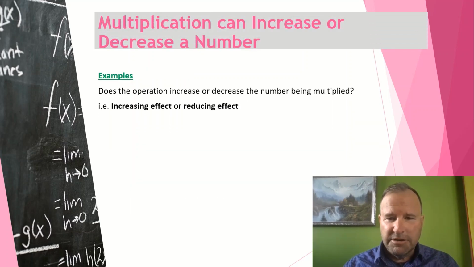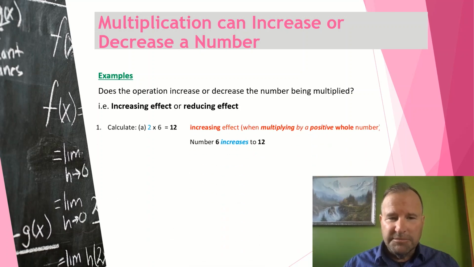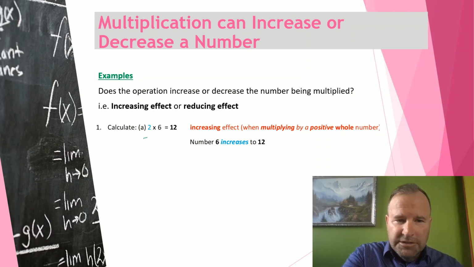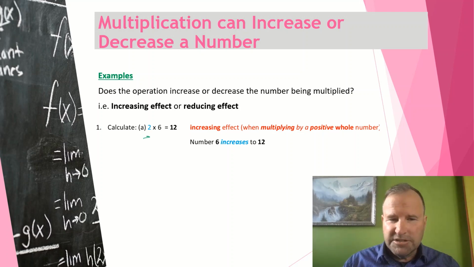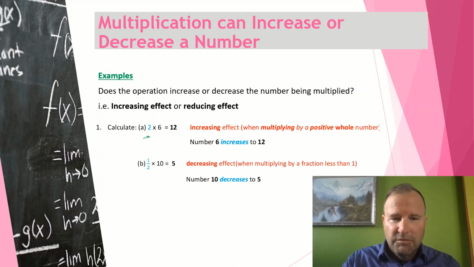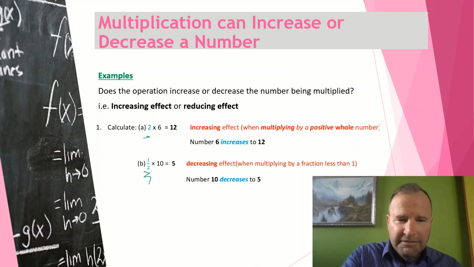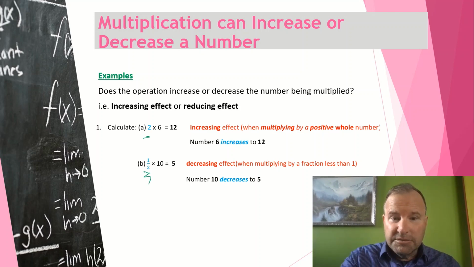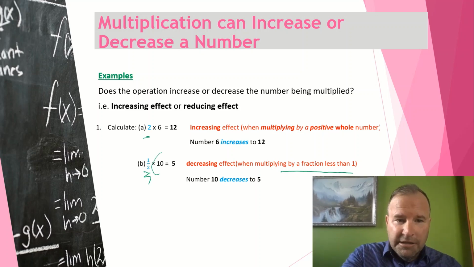Here are some examples showing us what we mean by increasing or reducing effect. We've got the first one here, 2 times 6. Multiplied by a whole number, we've got an increasing effect, and the number increases from 6 to 12. When we multiply now by a half, we have a decreasing effect, because remember this number is less than 1. So the number 10 here decreases to 5. You can see that there.